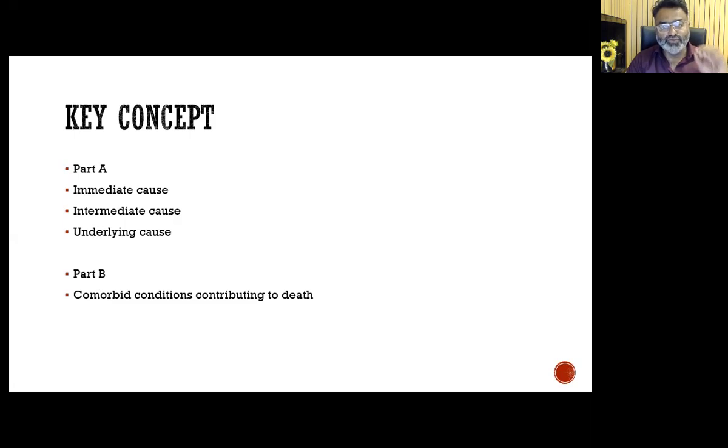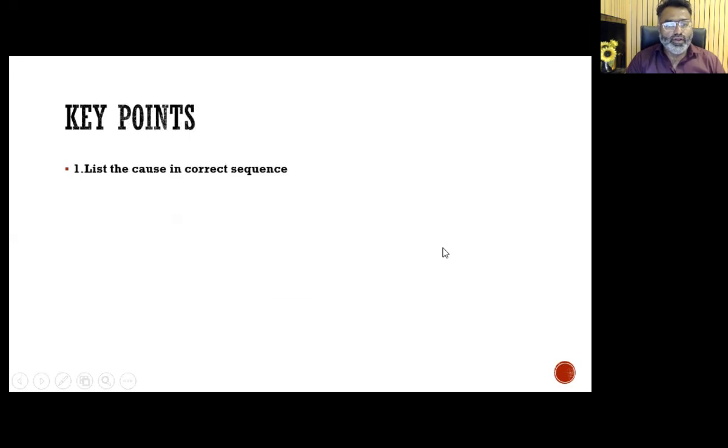Then it becomes very clear for the medical coders to make the entries and code them correctly. And Part B is all other comorbid conditions which might have contributed to death, but were not directly related to this sequence which occurred on the day of death. So this is the key concept. Now, these are the key points.